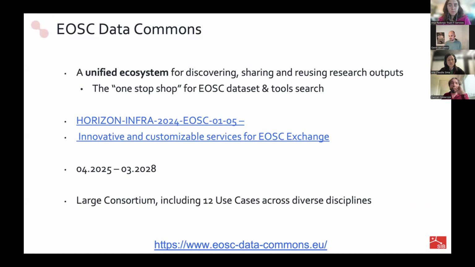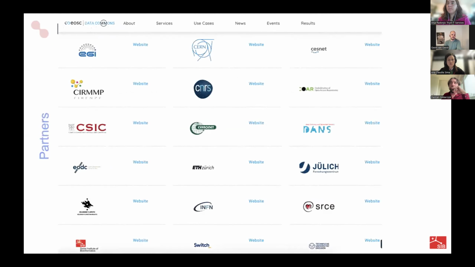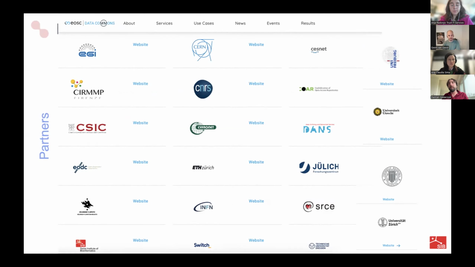The Data Commons project is part of the Innovative and Customizable Services for EOSC call, and it runs until end of March 2028. The consortium is very broad and multidisciplinary, which is one of the strong points, I think, of the project. So here I'm just listing the partners. They were too many to fit on a page, so I just collated this a little bit, but we have across multiple disciplines, life sciences, earth and climate data, and so on, both providers of use cases and of tools, so a very strong consortium.